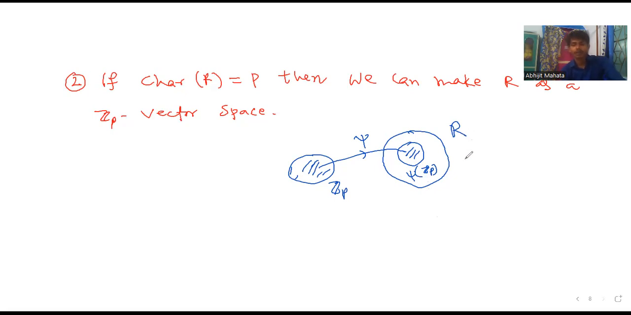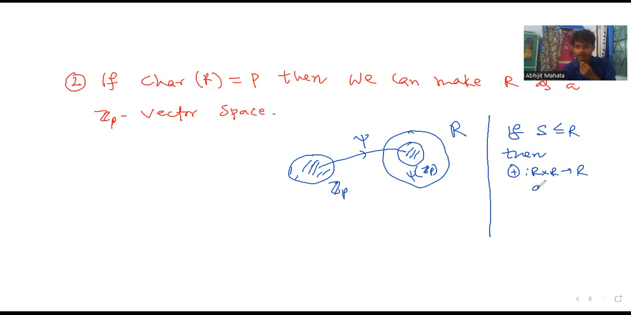How? Because R is a ring, it has addition and multiplication. If S is a subring of R, then we can define addition from R cross R to R by a circle-plus b equal to the ring addition, and scalar multiplication from S cross R to R by lambda times a equal to lambda a. Then it satisfies all the axioms of a vector space. In particular, if S is a field, then we can consider R as a vector space over S. So what we have learned is that if we have a ring of characteristic p, with p prime, then we can think of that ring as a vector space over that subfield.